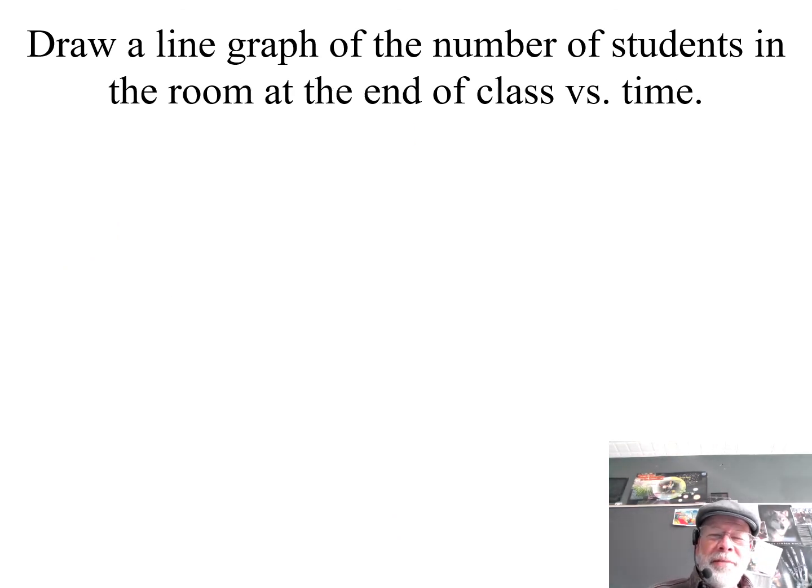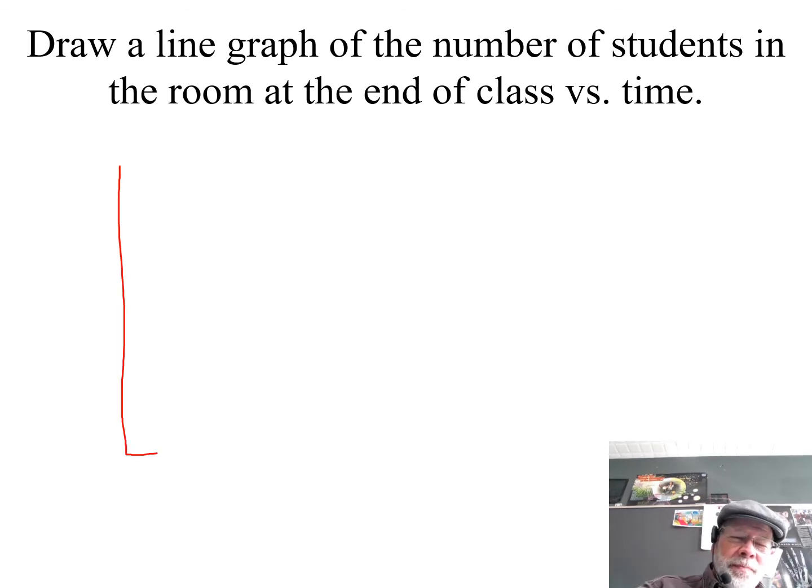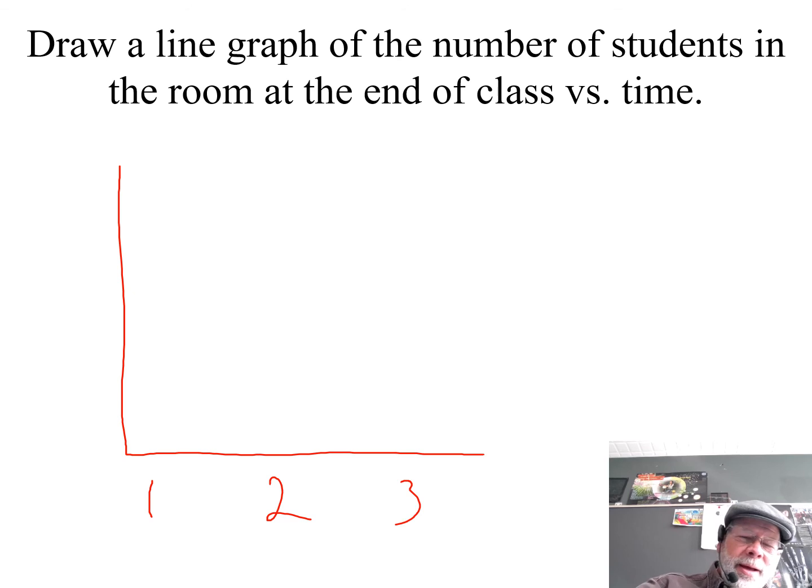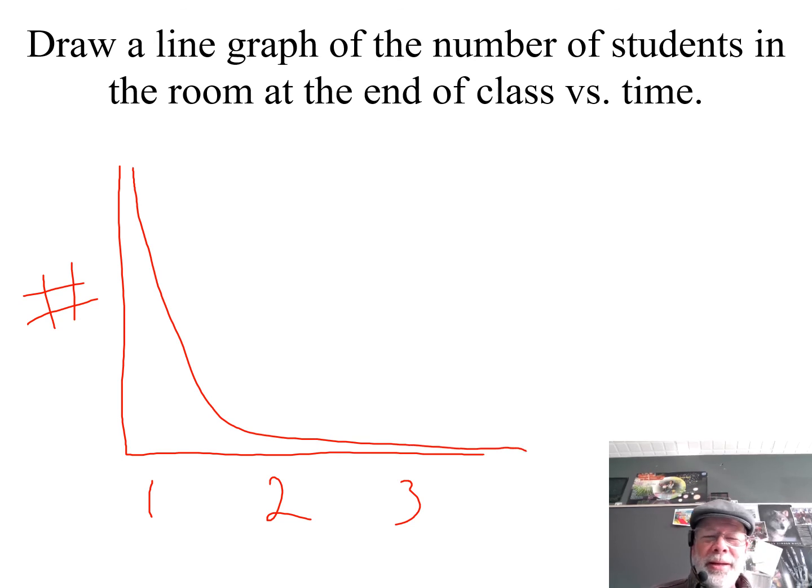And if I draw a line graph of the number of students in the room at the end of class versus time, minute 1, 2, and 3, and the number. Well, as soon as the bell rings, pretty much everybody leaves. So if you chuckle a little bit at those line graphs, you understand what I'm talking about. And that's kind of the point. Graphs are meant to get the information into you very, very quickly with minimum effort. That's why we do graphs.